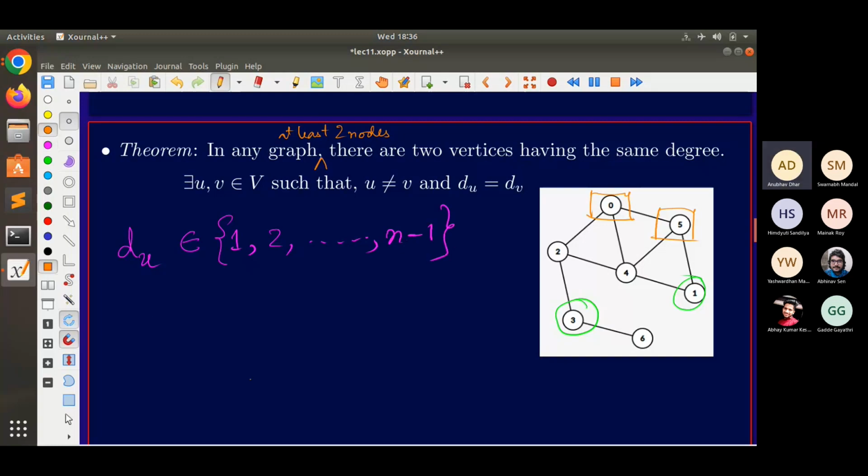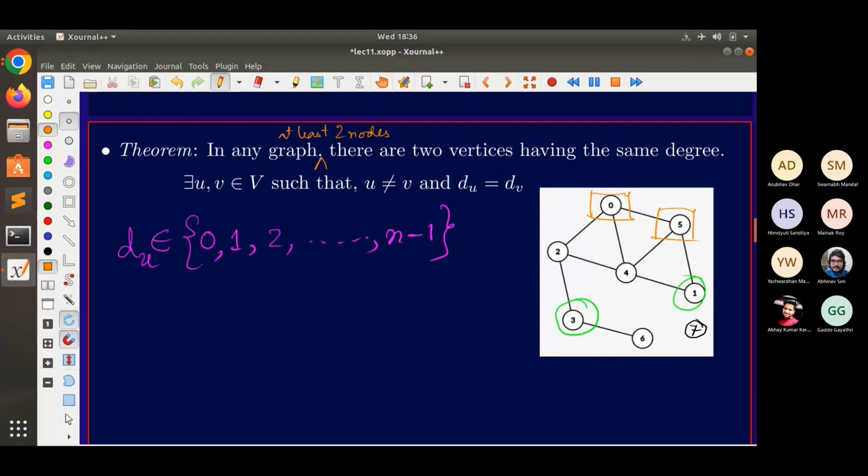Okay, so you can also have degree 0, right? We do not require the graph to be connected, right? There can be another lone vertex sitting over here, right? So this theorem holds true even for graphs that are not connected. So this makes sense.